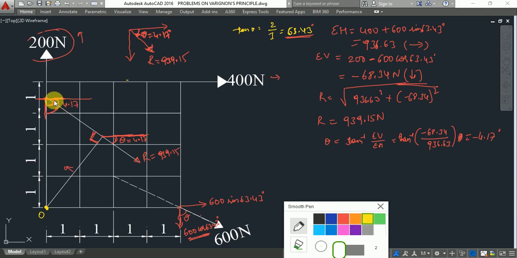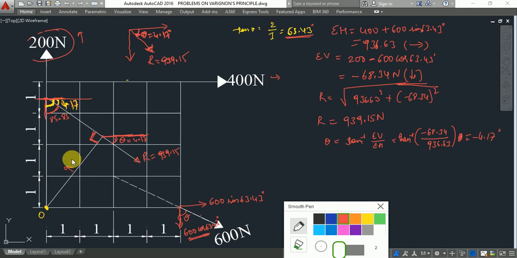See here, this is 90 degrees, right? These two lines are perpendicular to each other. This is 4.17 degrees. If this is 4.17 degrees, then 90 minus 4.17 will give me this theta. So what is 90 minus 4.17? This theta will come to be 85.83.